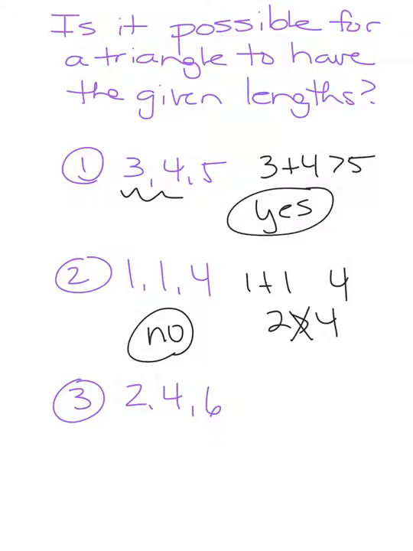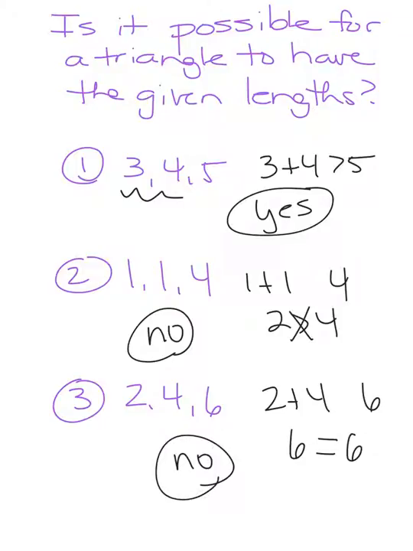Now in number 3, I have 2 plus 4, and then I have 6. Well, if I compare 6 and 6, they're equal. But that's not what the theorem says. The theorem says that the sum of the two sides has to be greater than the third side. So that answer is also a no. I cannot make a triangle with the given lengths.